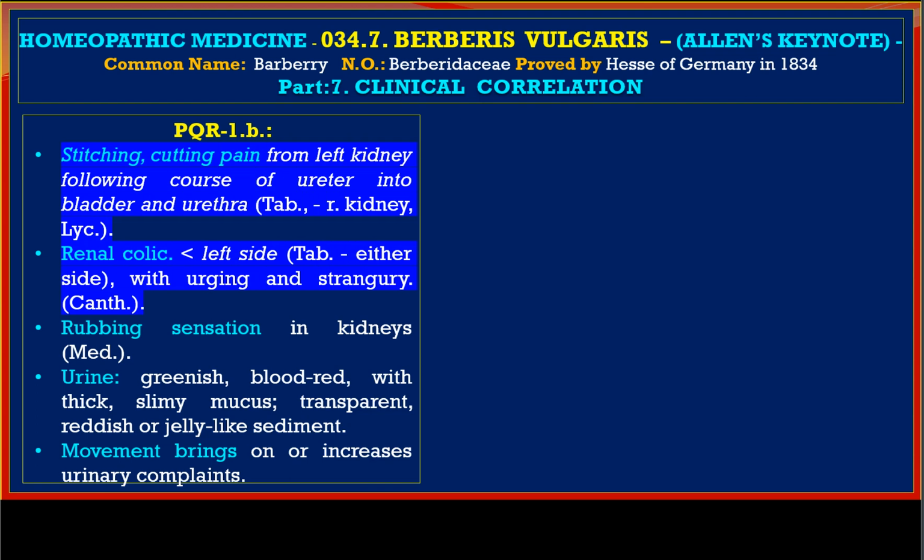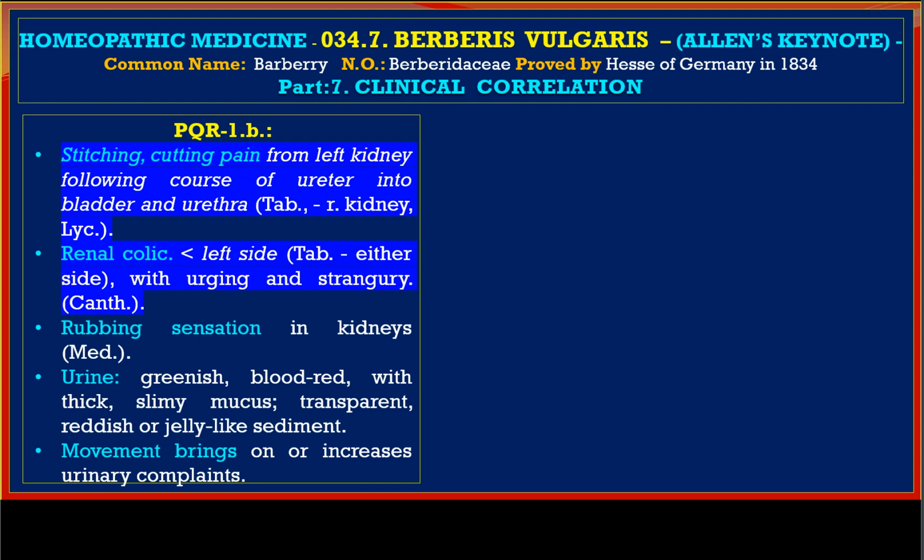And here again the author tells us at this point, Tabacum, either side. In Tabacum, bilateral stone formation is there and pain is there. With urging and strangury, Cantharis, urging and strangury is more or less when the bladder is affected, there is an irritation or cystitis and urgency, frequency, precipitancy of urine will be there. So it is similar to Cantharis here.